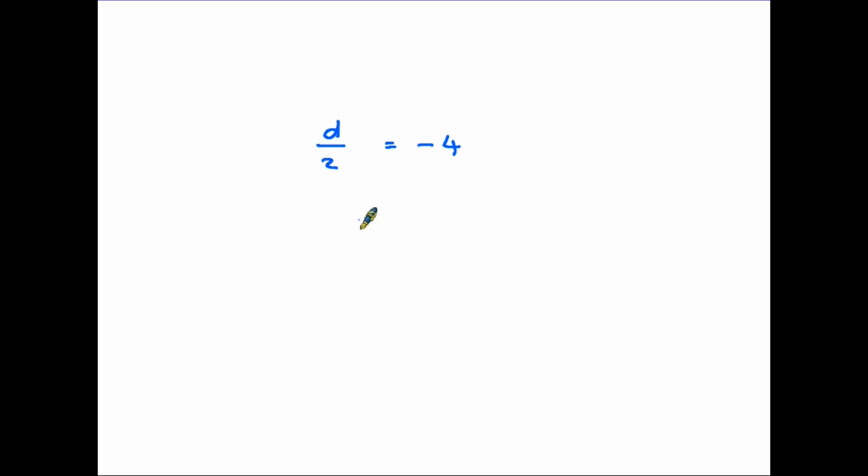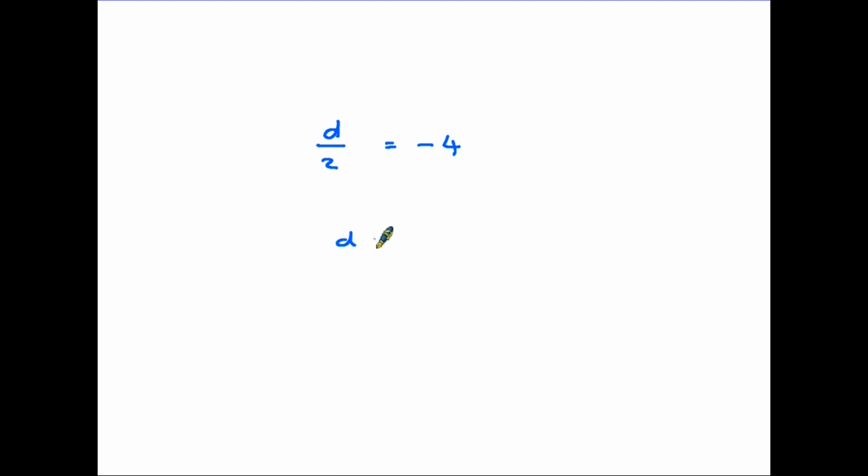Now let's have a look at this example. It looks a little different, but I am simply going to follow the same rules again. In fact, although it looks strange, there's actually only one step to this. d over 2, d divided by 2, equals minus 4. Therefore, it's the d that I want to get separated. The only connection the d has is with the 2. It is being divided by 2.